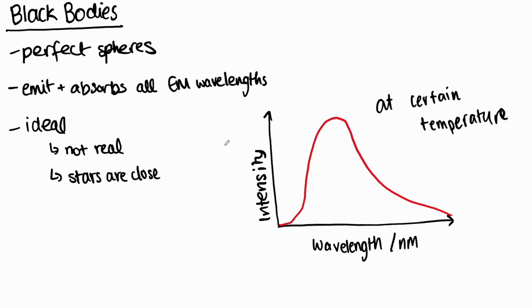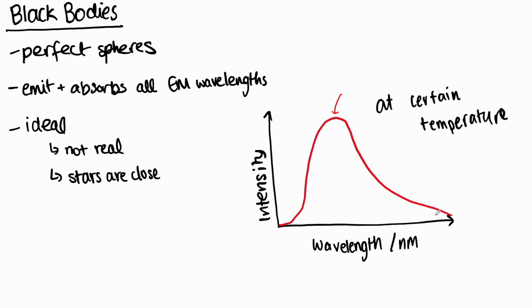Then we're going to look very quickly at black bodies. So a quick overview, they are perfect spheres that emit and then absorb all electromagnetic wavelengths. Just to bear in mind, these are ideal objects. They're not real, they don't exist, but stars are often close to these. Then we often associate black bodies to graphs like this, where you can see they emit all wavelengths, but they have a peak here, and each of these has a certain temperature.